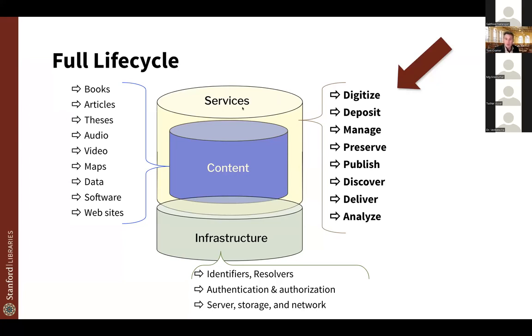When we think about the services in a digital library at Stanford, we're thinking about everything. Starting with digitization, or the deposit of born digital materials, how we manage that, how we apply rights and access control, and long-term digital preservation to make sure that what we're bringing in today can be maintained, with things like format migration and fixity checks over time.